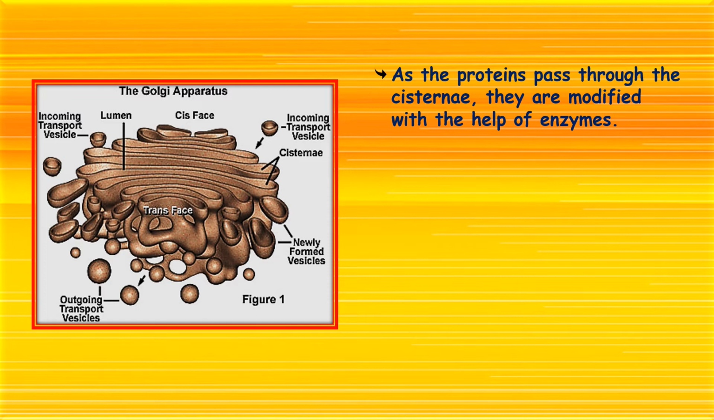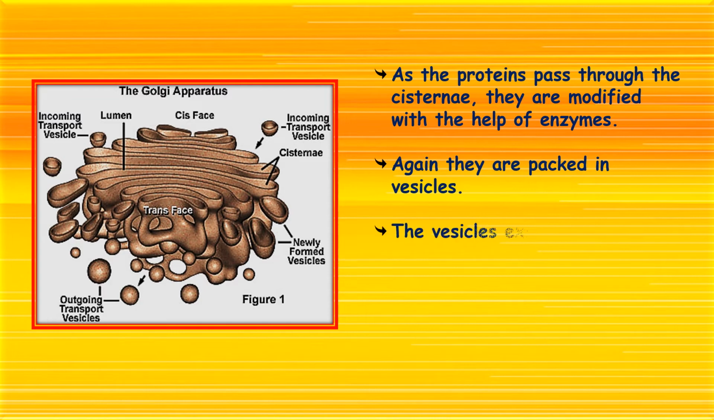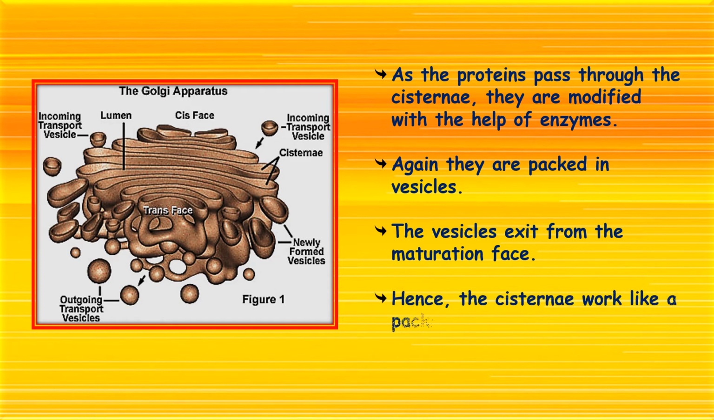And those enzymes which were already present in the cisternae modify or change these proteins. Then these proteins come out here, and again they are packed in vesicles. Can you see there are two vesicles? The protein which is packaged comes from the endoplasmic reticulum, empties in this cis phase into the cisterna, moves here, and gets transformed. Again it is packed as outgoing vesicles. The vesicles exit from this maturation phase. This is the cis phase. This is the maturation phase of the Golgi apparatus.